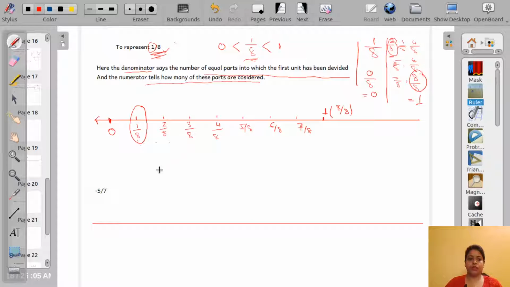Next come to minus 5 by 7. Minus 5 by 7 means it is a negative rational number. That means it will lie on the left hand side of 0. Again the same process.